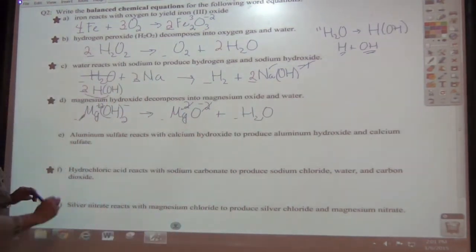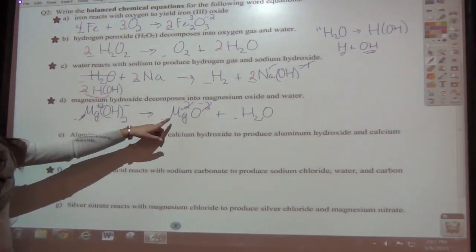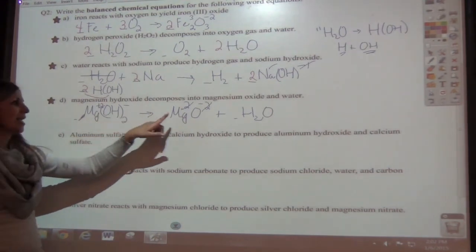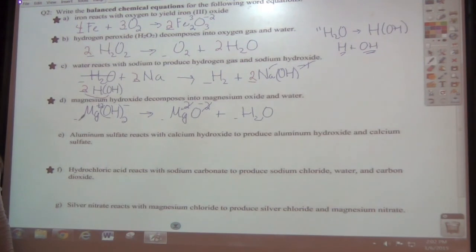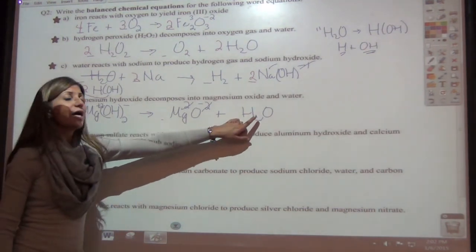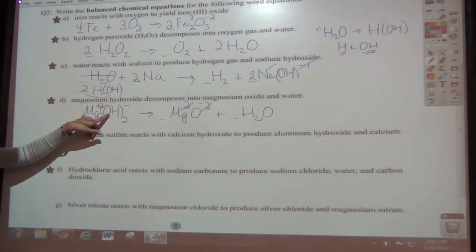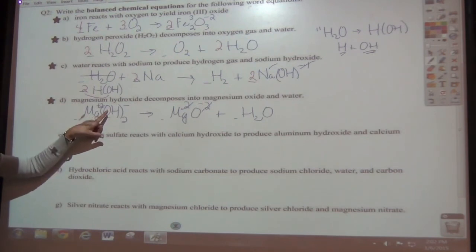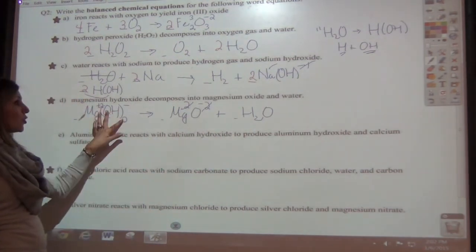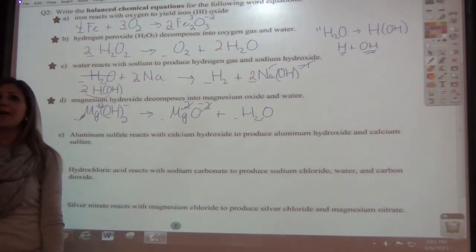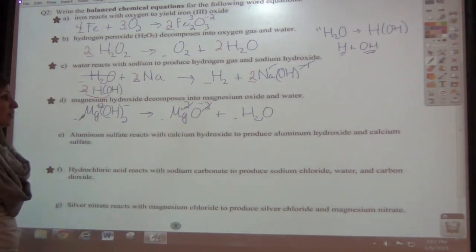Watch what happens here. 1 Mg, 1 Mg. Why am I not going to do my O's right now? Save it for last. Okay? By the way, I'm not going to change my water because there's an OH, but there's no H on the other side, so don't change it. I've got 2 H's, 2 H's, 2 O's, 2 O's. It's already balanced. You wouldn't do anything to it. It's already done. Okay? And that's it for balancing equations.